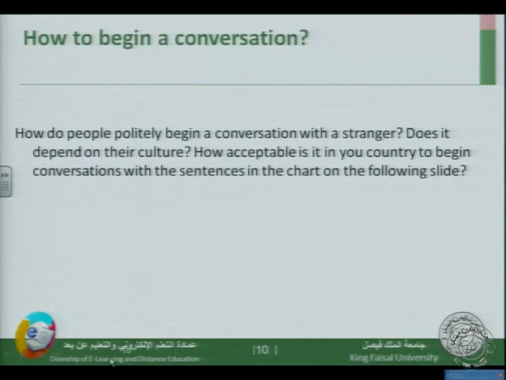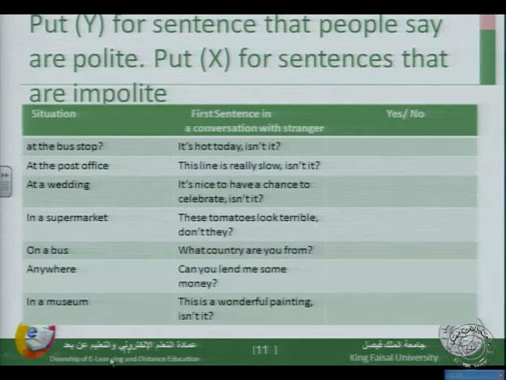How to begin a conversation? How do people politely begin a conversation with a stranger? These are questions that you may have in your mind. How do I politely begin a conversation with someone I don't know? Does it depend on my culture? How acceptable is it in your country to begin conversations with the sentences in the chart and the following?